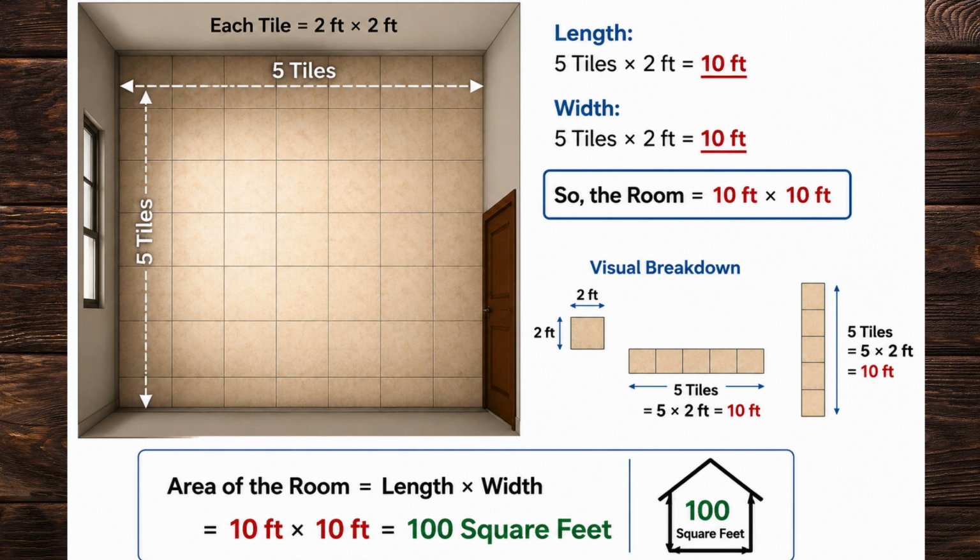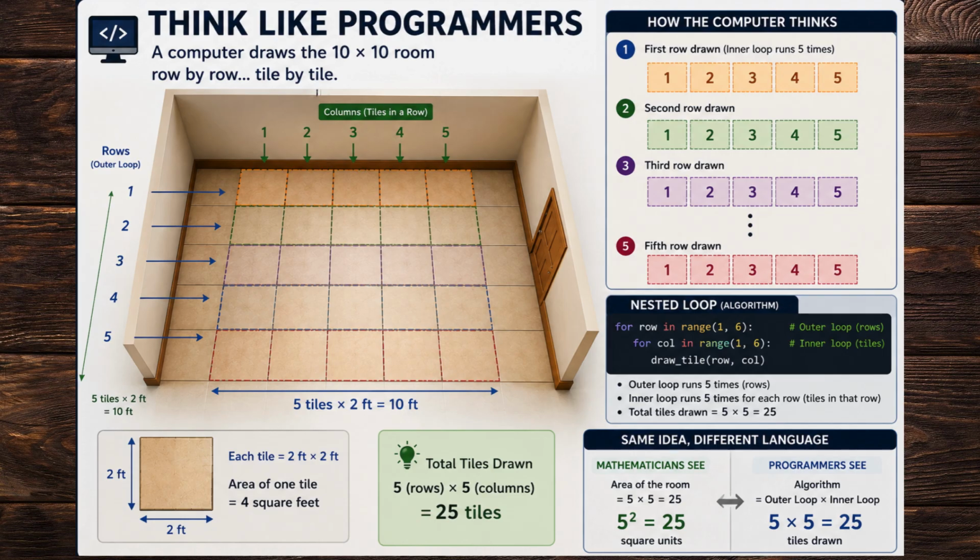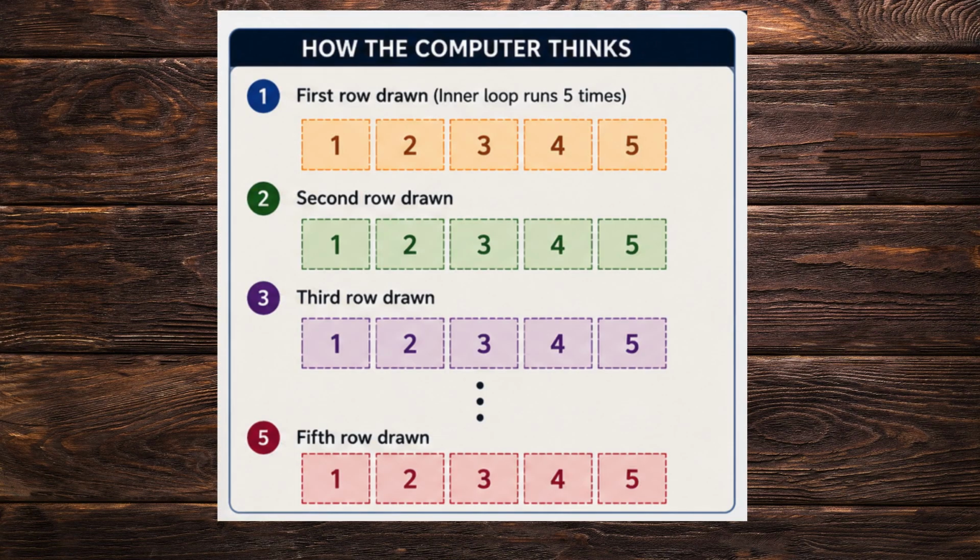So here square is not just the answer to a multiplication problem. It represents an area where the length and width are equal. That is why the power of 2 has this special name, square. Now let's take this idea into the world of computers. Suppose we want a computer to draw this 10 by 10 tiled floor. Can we simply tell the computer, draw a square?